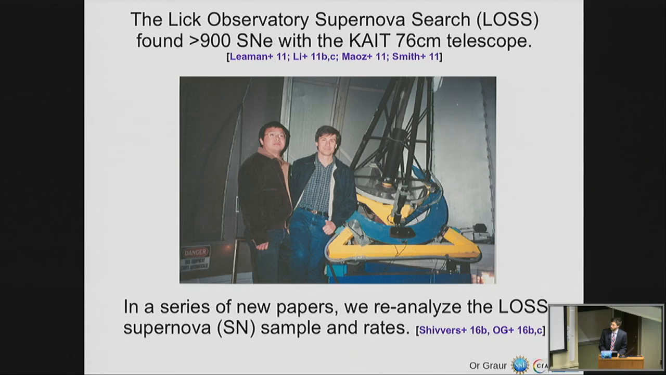So we worked with the LOSS supernova sample. LOSS is an ongoing survey for supernovae conducted by Alex Filippenko's group over at UC Berkeley with the robotic KAIT telescope. In 2011, they released a series of very good, very important papers that discussed more than 900 supernovae they discovered in their first decade of observations.